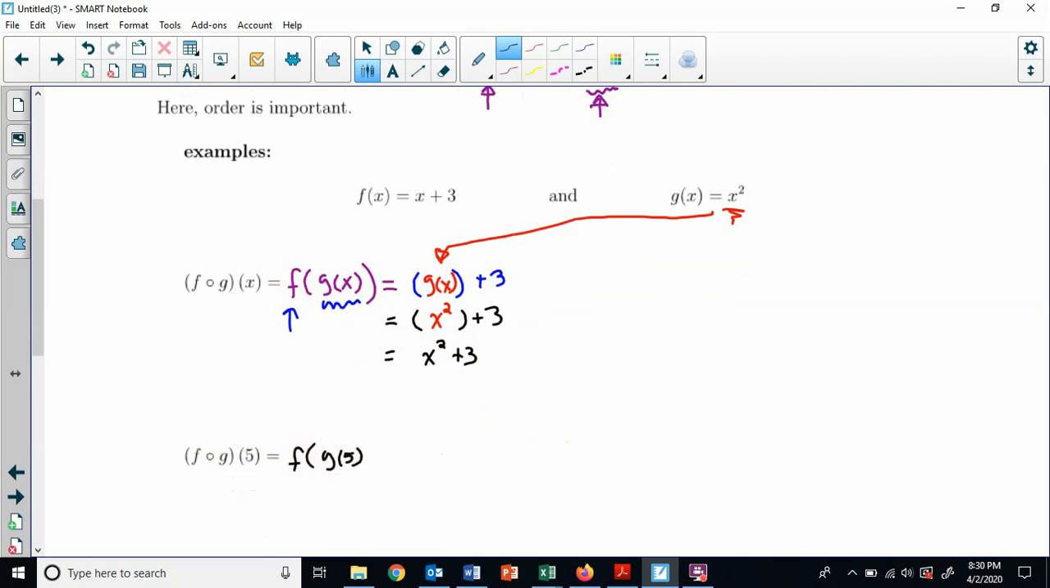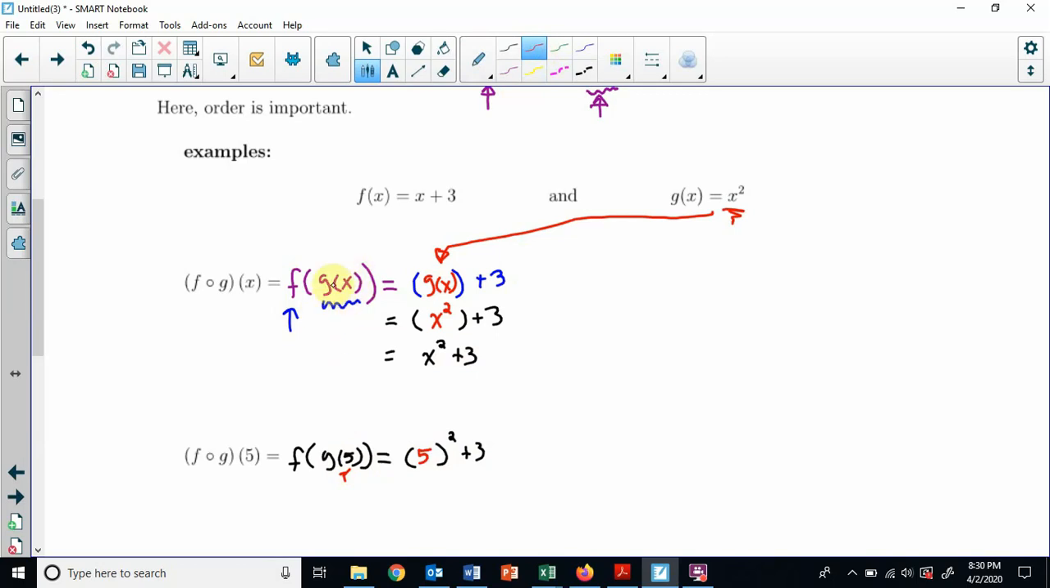I know what this function is. This function is going to be x squared plus 3, or blank squared plus 3. But what am I plugging in here? What am I plugging into this function? A 5. Now before I evaluate this, everybody understands what I just did.